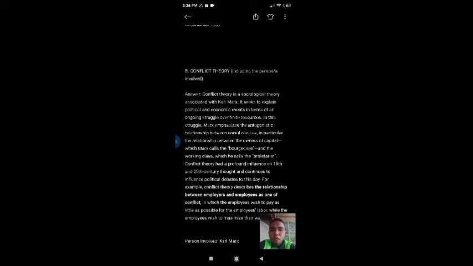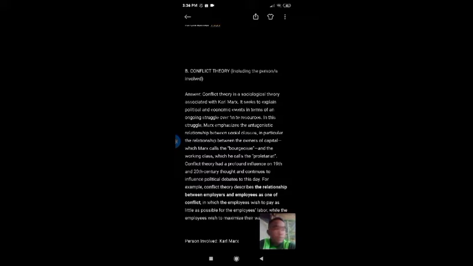It seeks to explain political and economic events in terms of an ongoing struggle over finite resources. In this struggle, Marx emphasizes the antagonistic relationship between social classes, in particular the relationship between the owners of capital, which Marx called the bourgeoisie, and the working class, which he calls the proletariat.